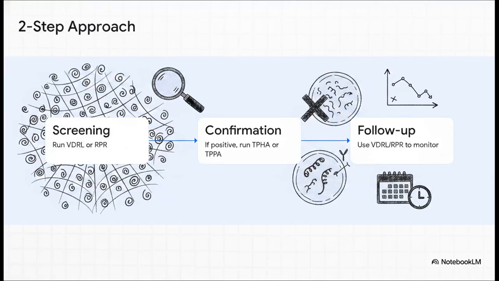So how do we put this all together? Well, the traditional two-step approach is the standard algorithm we've used for decades. Step 1. You screen with a cheap, highly sensitive VDRL or RPR to cast a wide net. If it's negative, you're good. The patient is likely clear. Step 2. If it's positive, you immediately confirm it with a specific treponemal test, like the TPPA, to rule out a false positive from something like pregnancy. Step 3. If both are positive, you treat the patient, and then you follow up by monitoring their VDRL or RPR titers over the next year to make sure the medication actually worked.